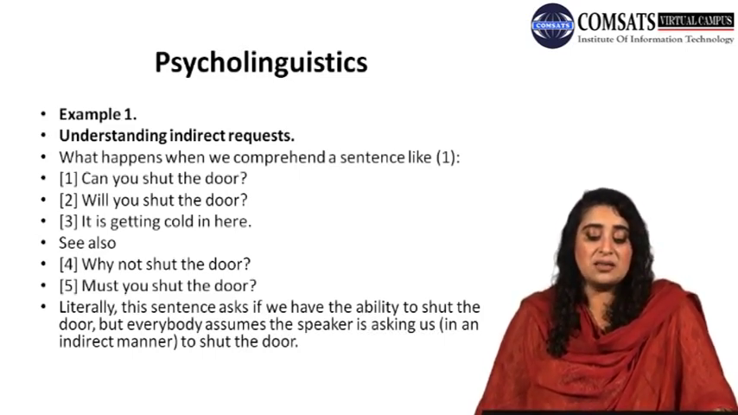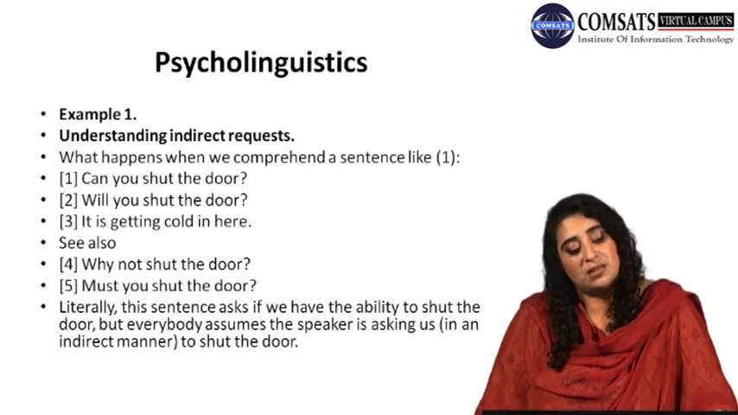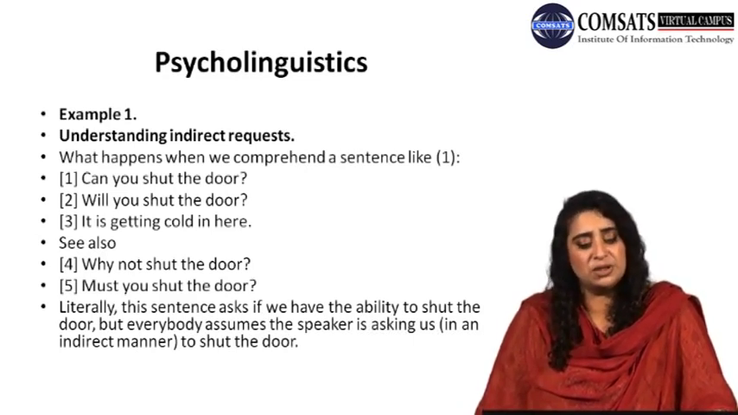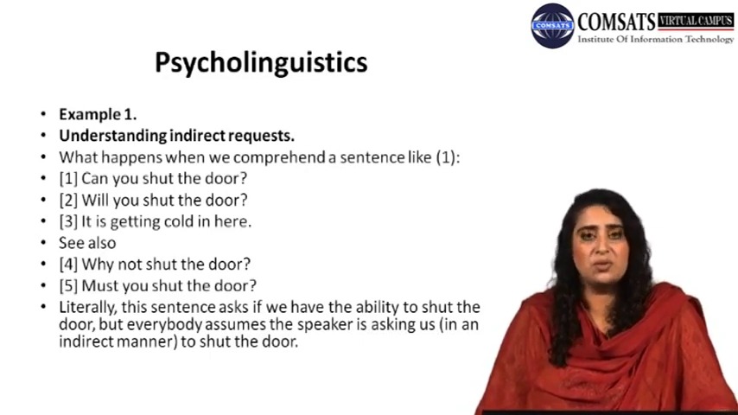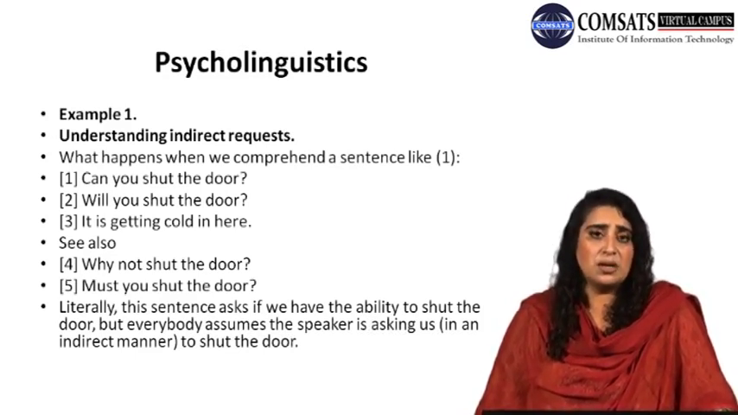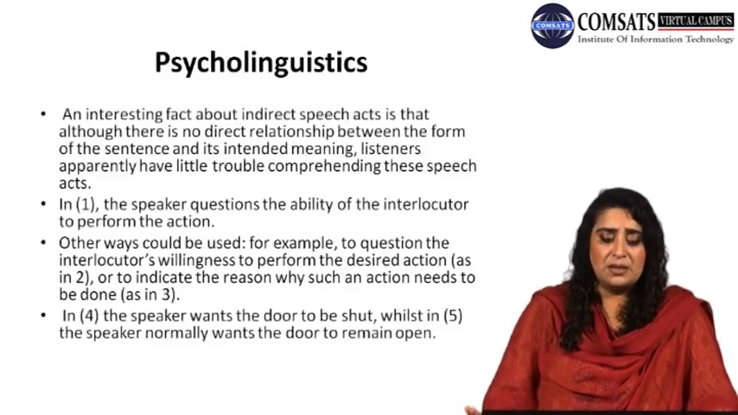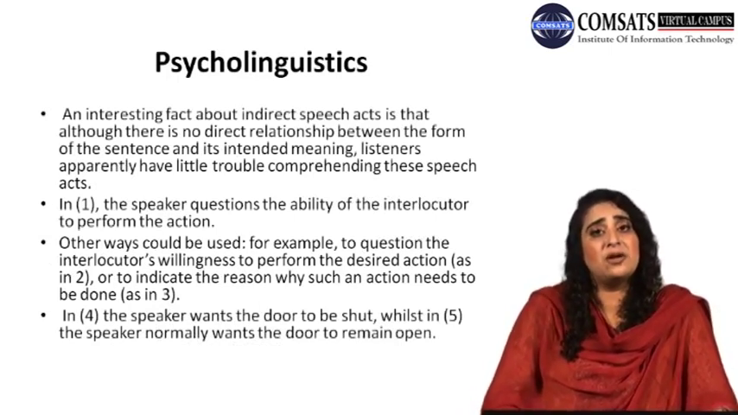Now literally this sentence asks if we have the ability to shut the door, but everybody assumes the speaker is asking us. अब हर sentence में अगर आप देखें, can you shut the door, will you shut the door, why not shut the door, must you shut the door, it's getting cold in here, all of this says कि हमारी ability है दरवाज़ा बंद करने की. और बात करने से समझ ये आती है कि everybody would assume the speaker is asking us in an indirect manner to shut the door. कि जो बोल रहा है वो indirectly आपको ये कह रहा है कि दरवाज़ा बंद करें. So that's how you would understand it. But like I said, it depends on every person's perception.